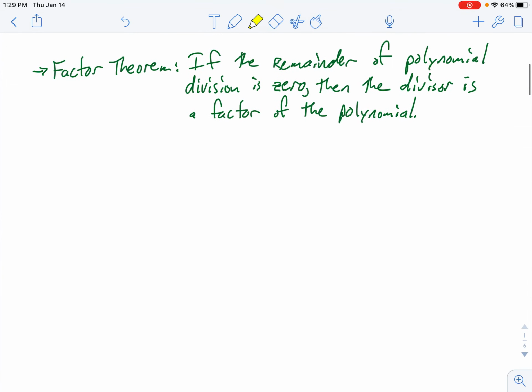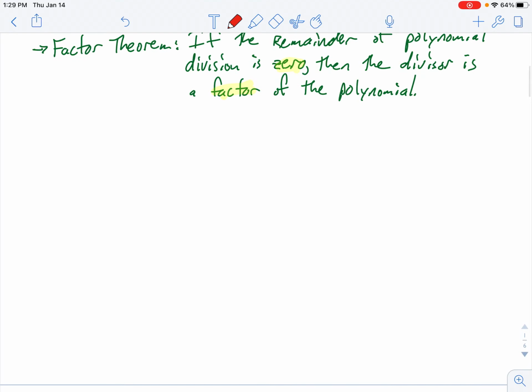The factor theorem states that if the remainder of a polynomial division is 0, then the divisor is a factor of the polynomial. Think about this with numbers. Forget polynomials and algebra for a minute. Let's look at two examples, like 20 divided by 5 compared to 20 divided by 6. Let's do old school division. 20 divided by 5 goes in 4 times, and there is no remainder. That means that 5 is a factor of 20. If it divides out with nothing left over, it's a factor.